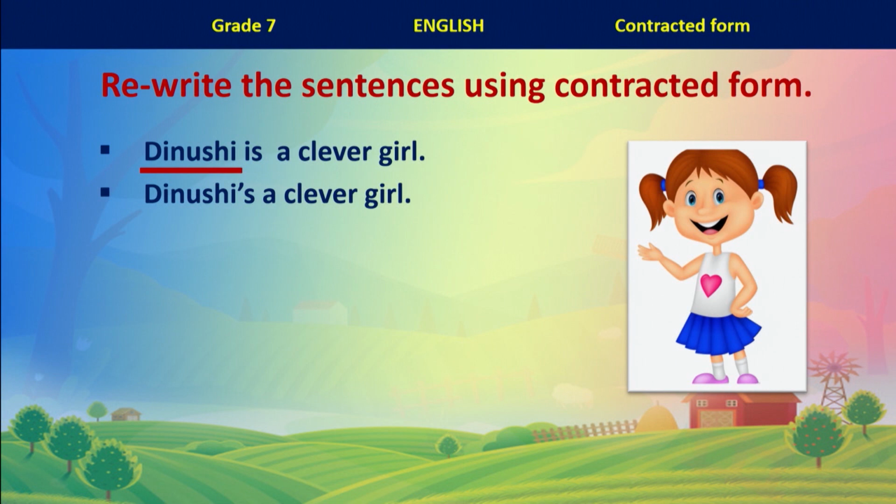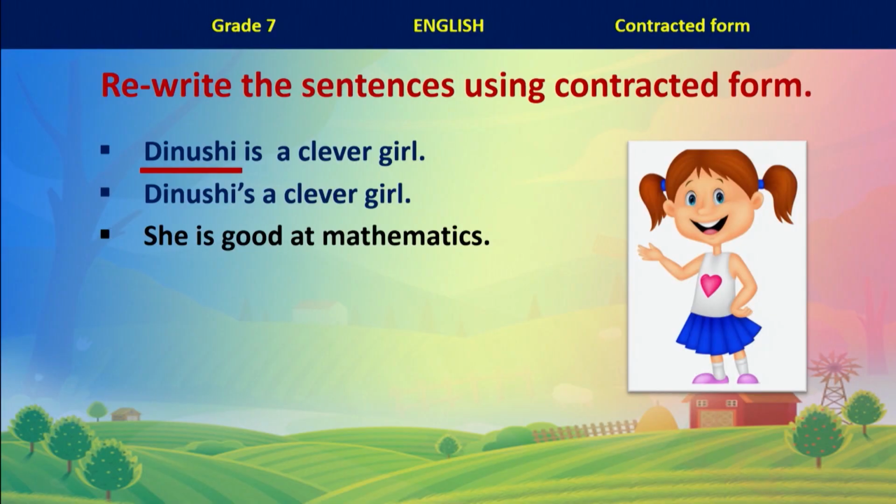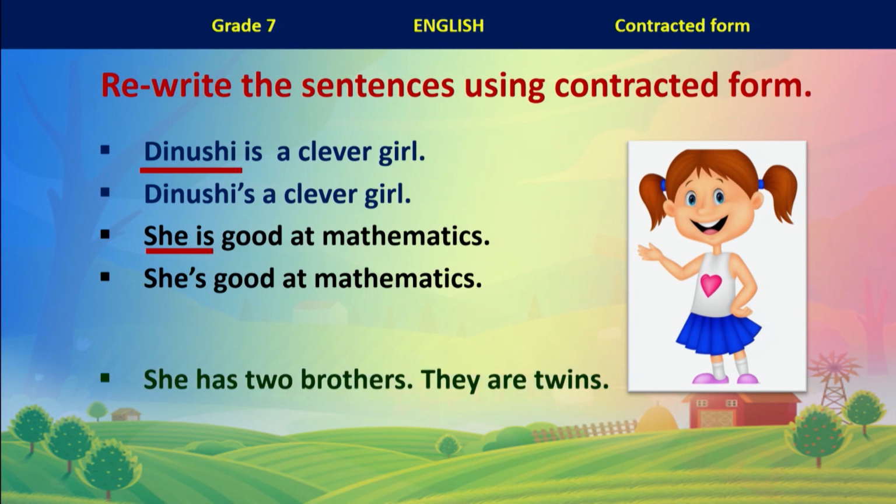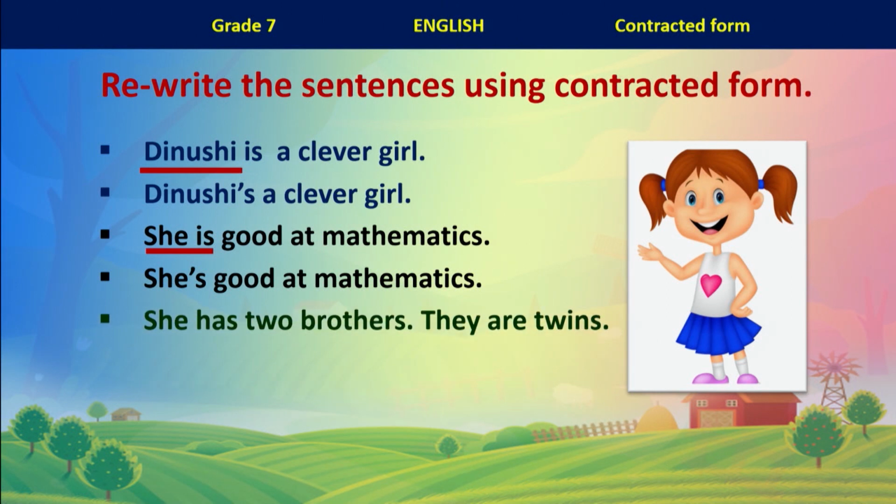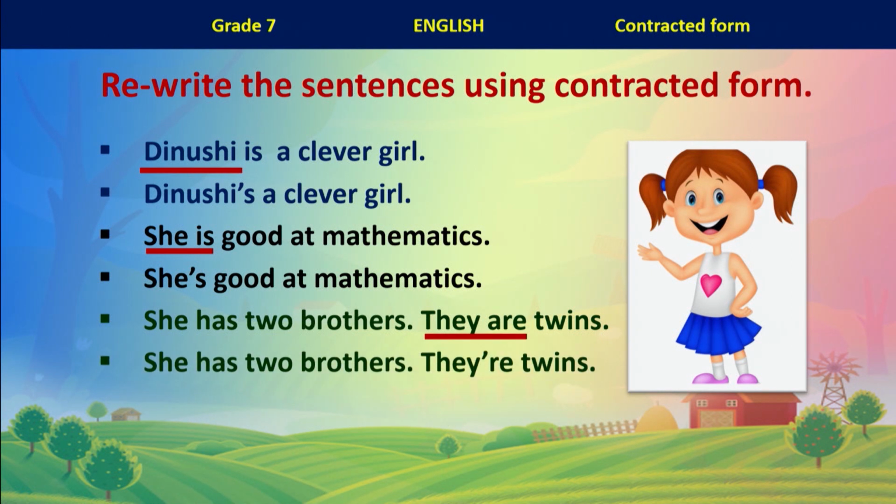Okay, so when we contract Dinushi and is together, it becomes Dinushi's a clever girl. So remember children, we use the contracted form a lot when we are writing. She is good at mathematics. When we contract she and is together, it becomes she's good at mathematics. Next one, she has two brothers. They are twins. Okay, so she has two brothers, they're twins.